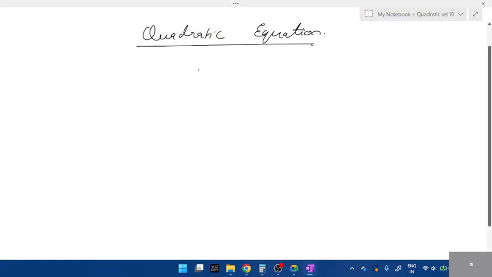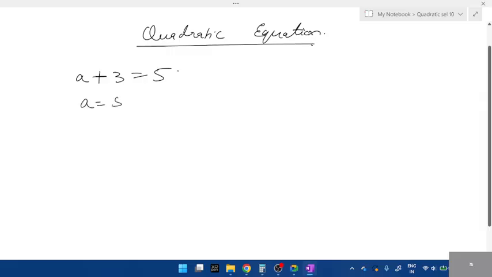Okay, what do you mean by quadratic, students? What is a quadratic equation? Look here. First, we'll start with the basics. If I write a plus 3 is equal to 5, how many variables does this have? One variable. Variable meaning is alphabet.